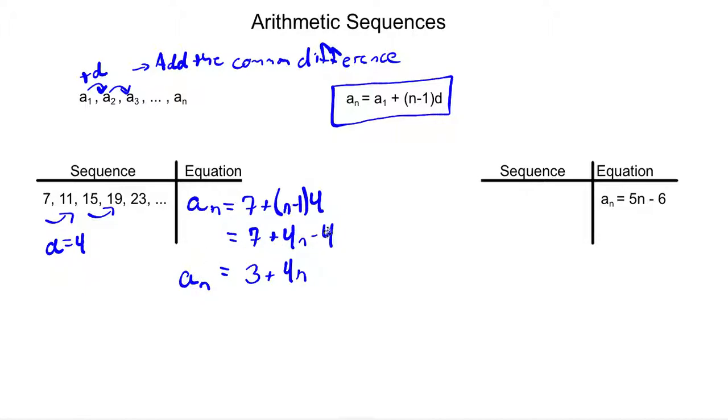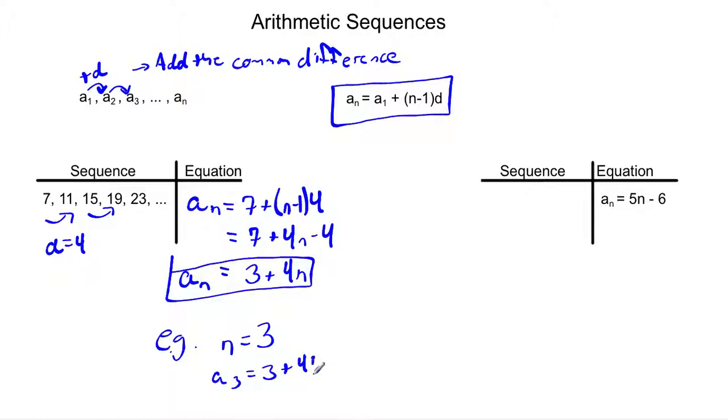There we go. And we can test this out too. So, for example, when n is equal to 3. So what's the third term? Well, a sub 3, the third term, is going to be equal to 3 plus 4 times 3. So that means that the third term is equal to 15. That's 12 plus 3. And that's actually what I have. That is the third term.